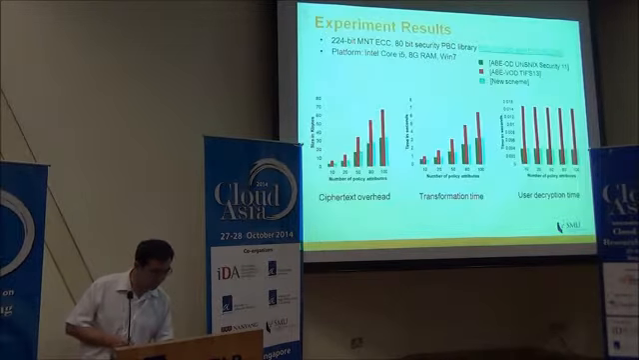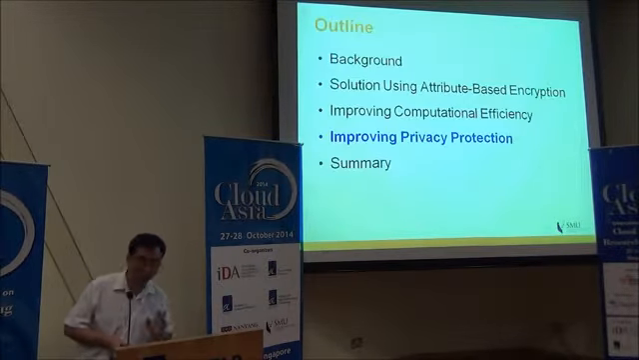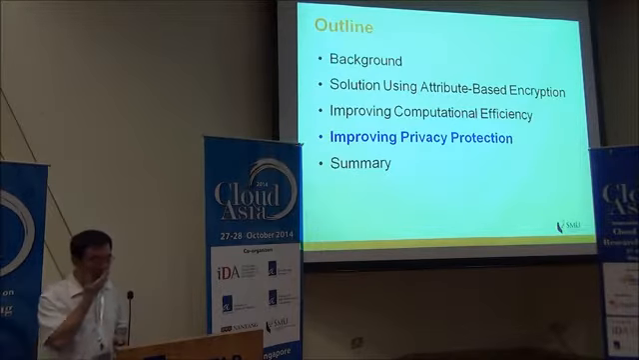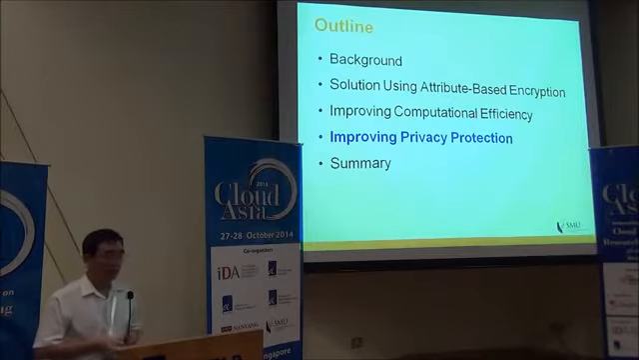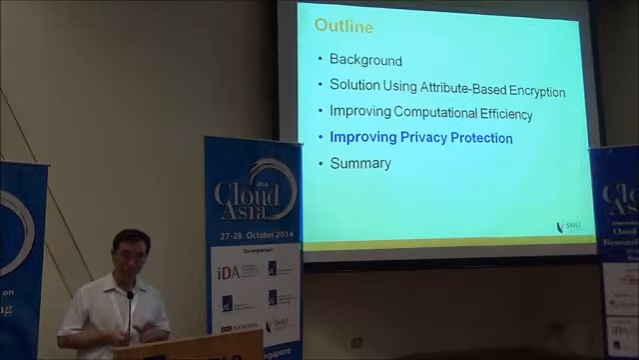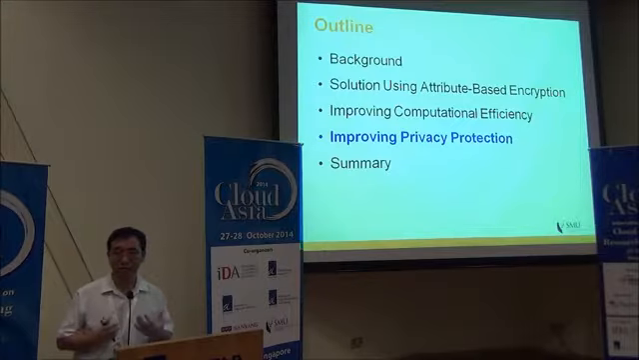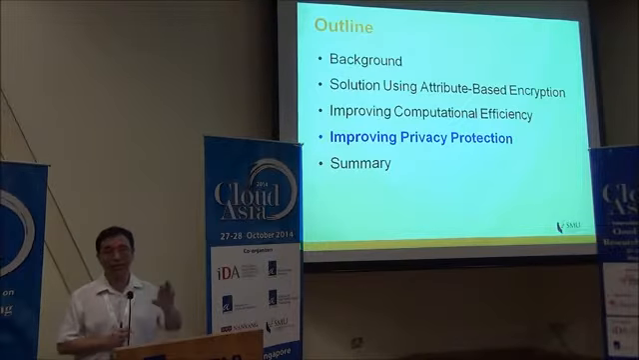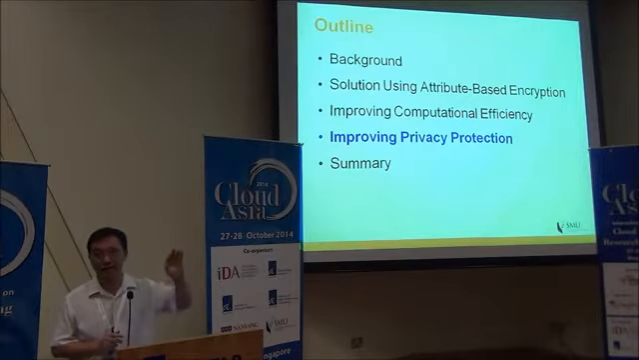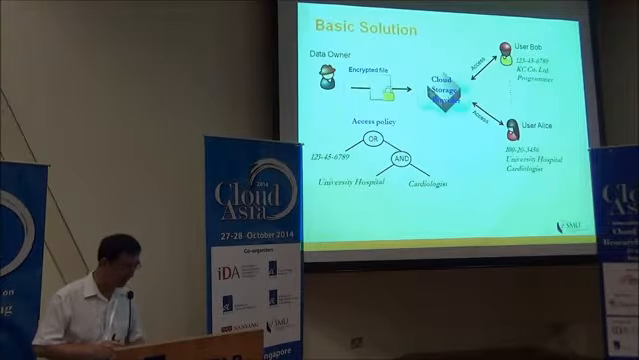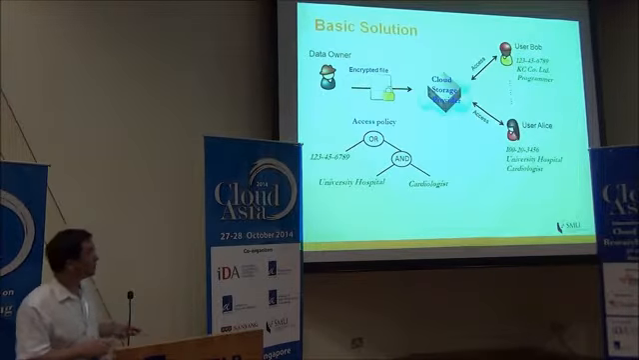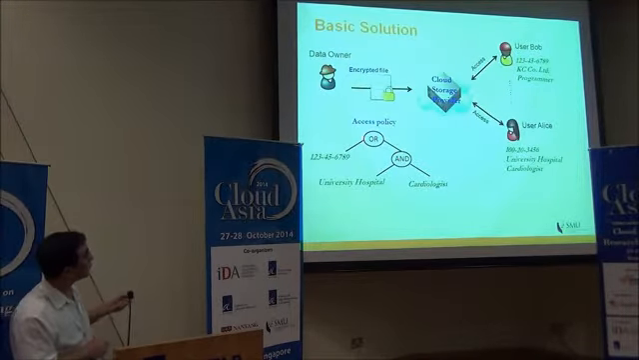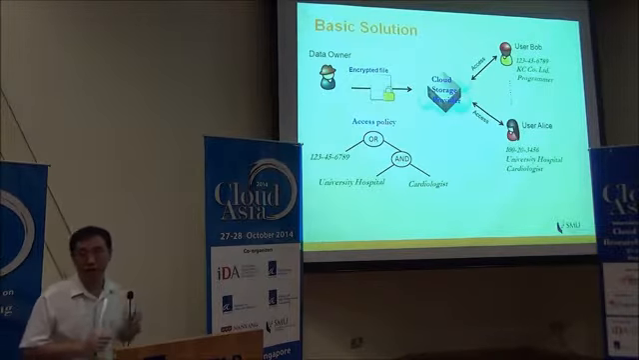Let me skip this part and go to the next problem. In attribute-based encryption, you perform encryption and attach an access policy. An access policy and your ciphertext are uploaded to the cloud. That is how it works. So in this example, maybe this is an electronic medical record.